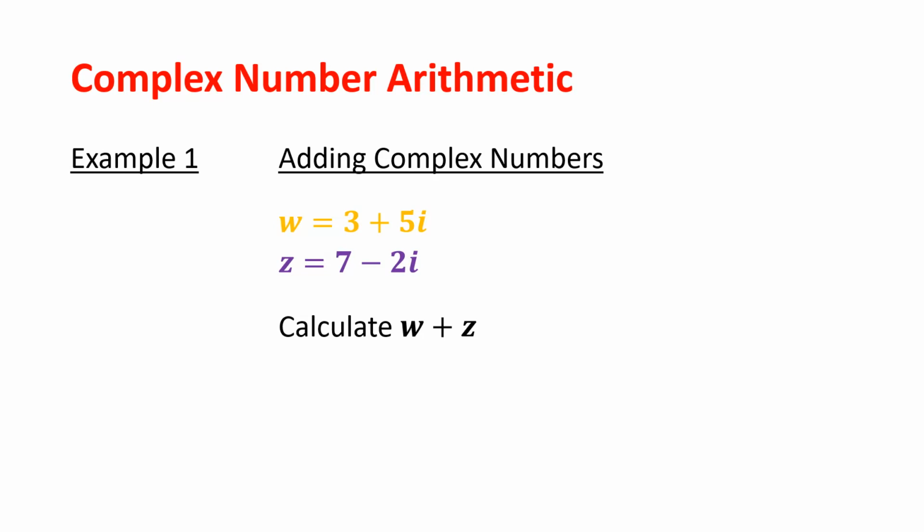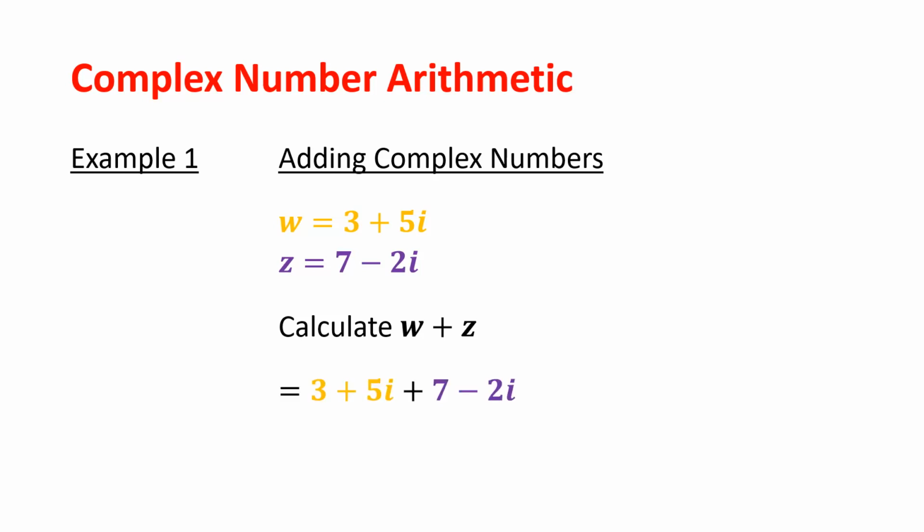Whatever you can do with real numbers, you can do with complex numbers. You can add, subtract, multiply, divide, and a whole lot more. So let's get into how to add complex numbers. If w is a complex number, which is 3 plus 5i, and z is another complex number, which is 7 take away 2i, let's calculate w plus z. Let's add the two complex numbers.